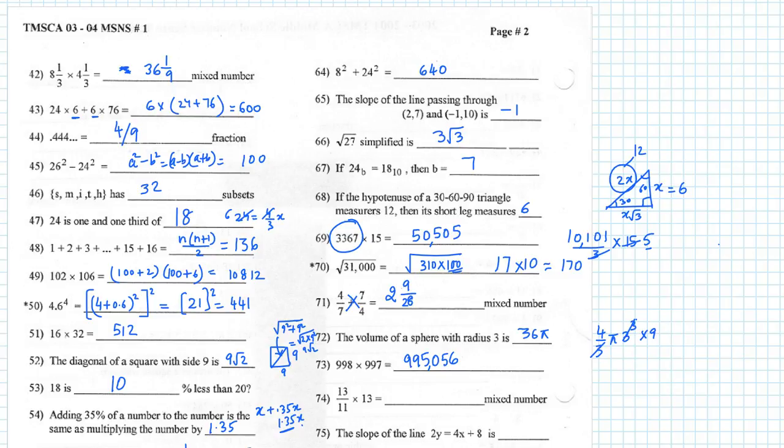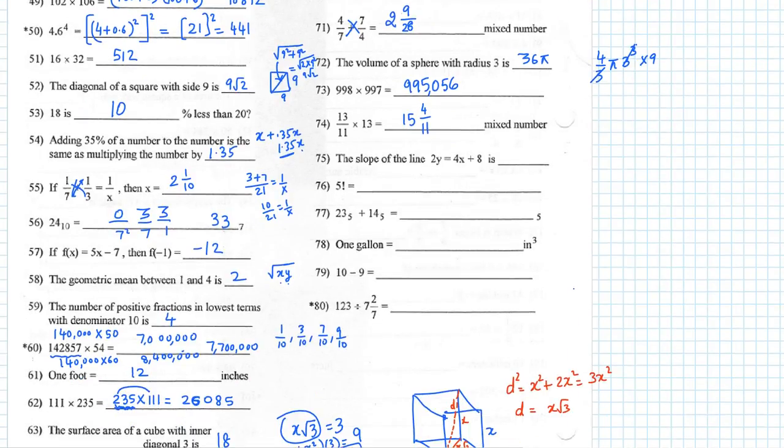Question 74. What is 13 by 11 times 13 in mixed number format? So 13 times 13 is 169, and then 169 divided by 11. So 11 times 15 is 165. So we will have 15 over here, and then the remainder is 4, over 11. So 15 and 4 by 11.